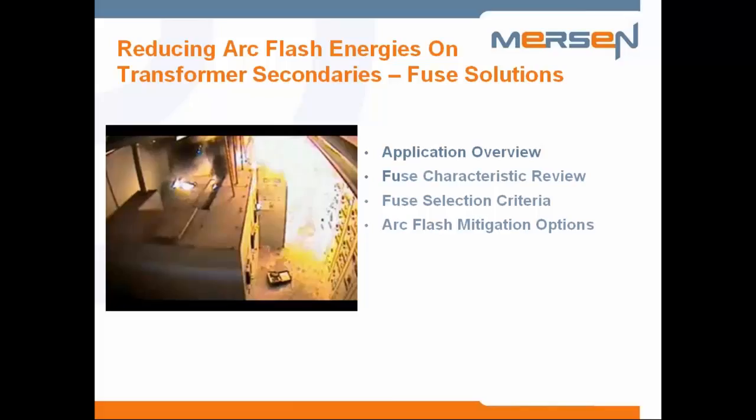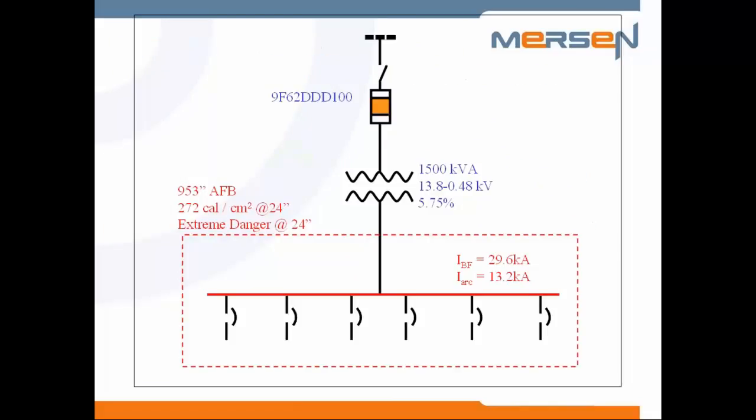The agenda for today's meeting will start off with a review of this particular application and why it can be troublesome for certain types of fuses. We'll review fuse characteristics, specifically current limitation. We'll talk about how fuses are typically selected, and then we'll go into the 3 different options.